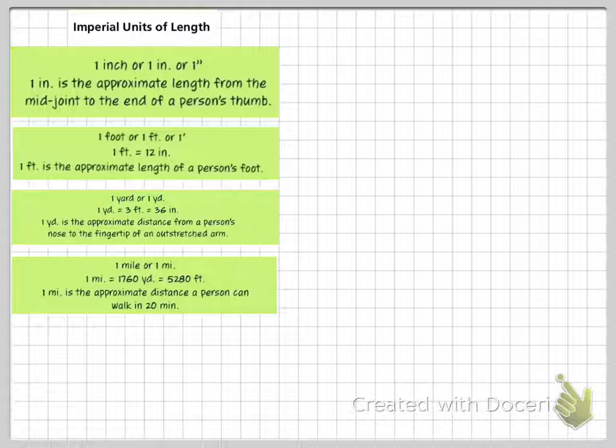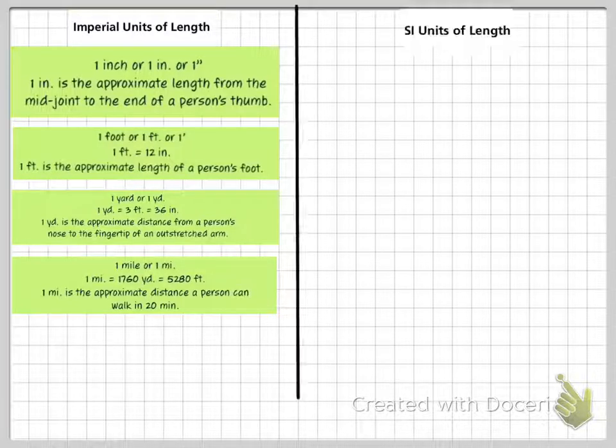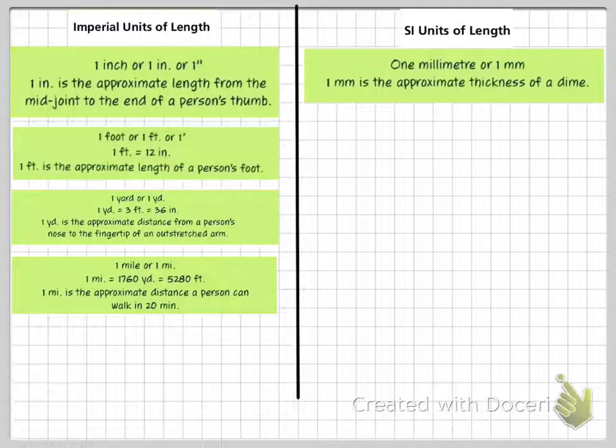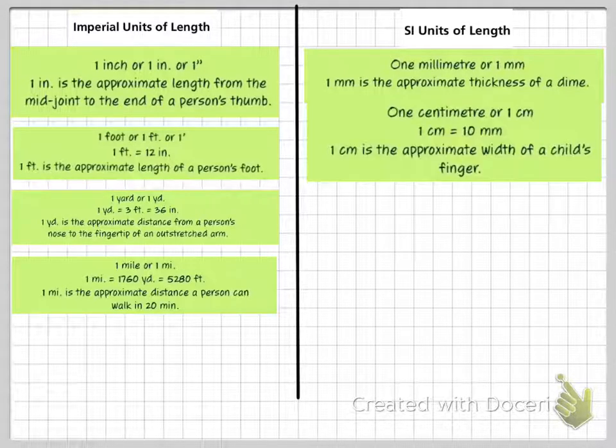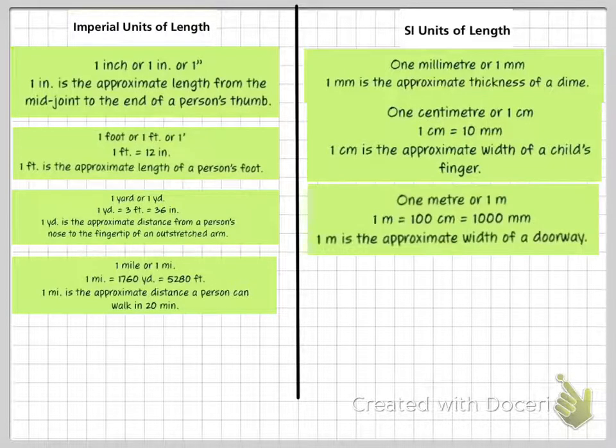Then we have 1 mile. 1 mile is 1,760 yards, or 5,280 feet. And 1 mile is the approximate distance that a person can walk in 20 minutes. On the other side, we have our SI units, where 1 millimeter is the approximate thickness of a dime. 1 centimeter is the same as 10 millimeters, and 1 centimeter is the approximate width of a child's fingernail. 1 meter is the same as 100 centimeters. It's the same as 1,000 millimeters.